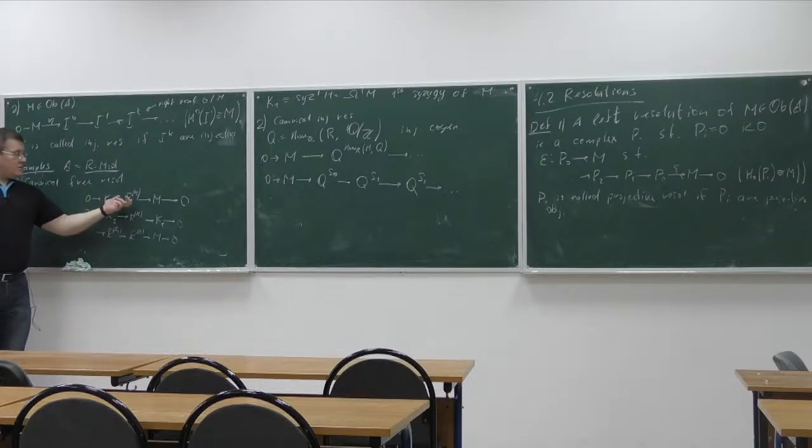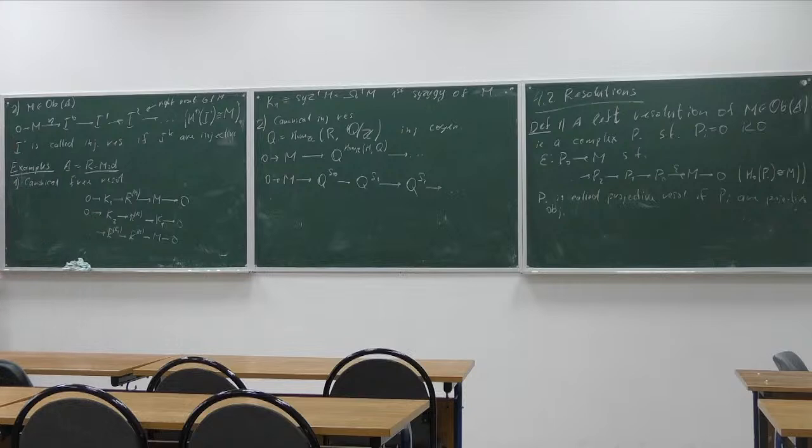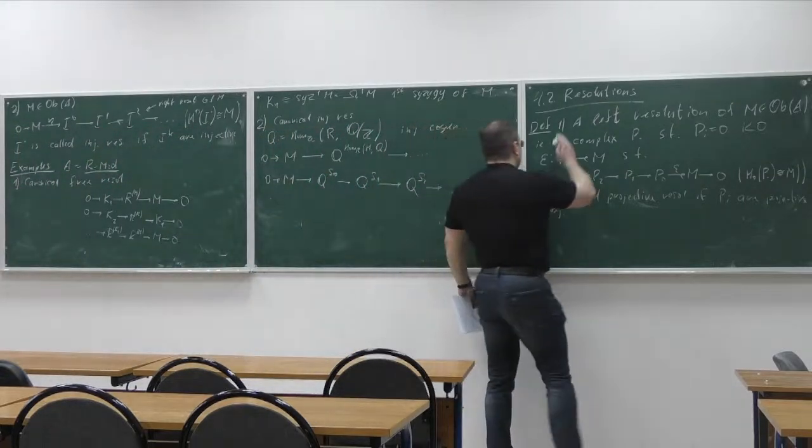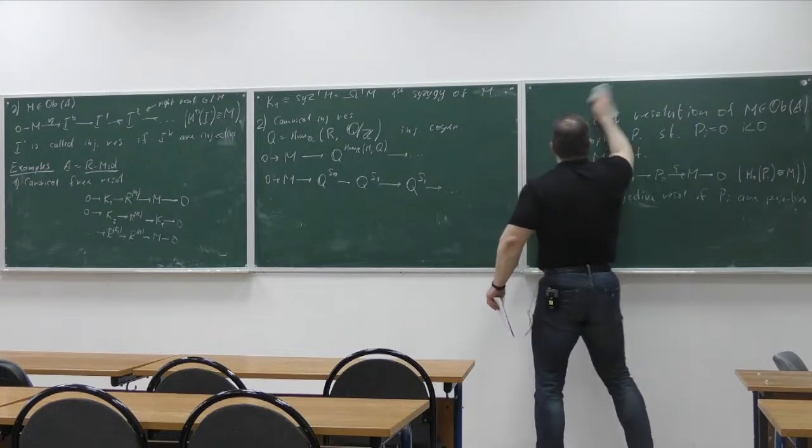Take any object, there's an epimorphism from a projective to this module, it has some kernel, repeat the procedure for the kernel, and combine these short exact sequences together. So if a category has enough projectives, any object has a projective resolution. If a category has enough injectives, then any object has an injective resolution.